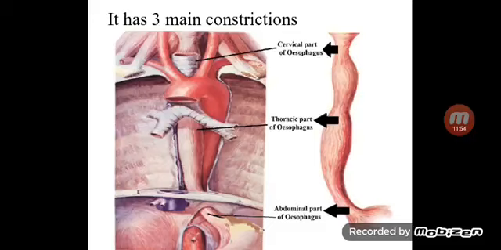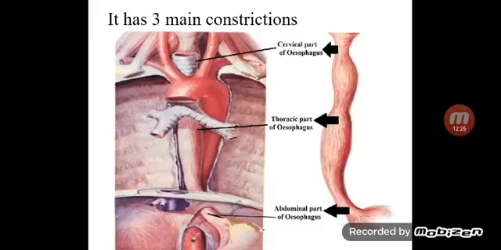If we take a landmark, meaning the upper incisor teeth, it is 15 centimeters from the upper incisor teeth. We start from the upper incisor teeth and count 15 centimeters. We have arrived. This is the site of the first constriction of the esophagus at the level of C6, at the site where the esophagus joins the pharynx.